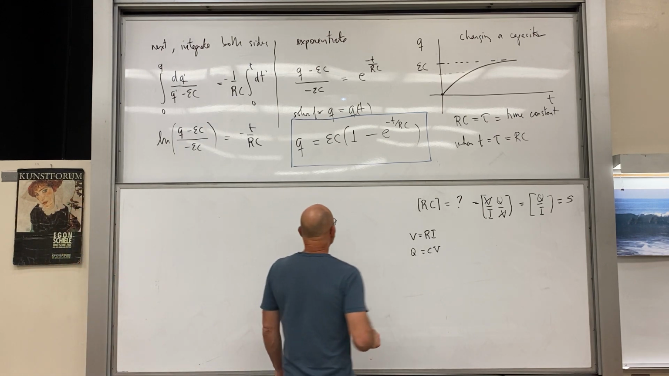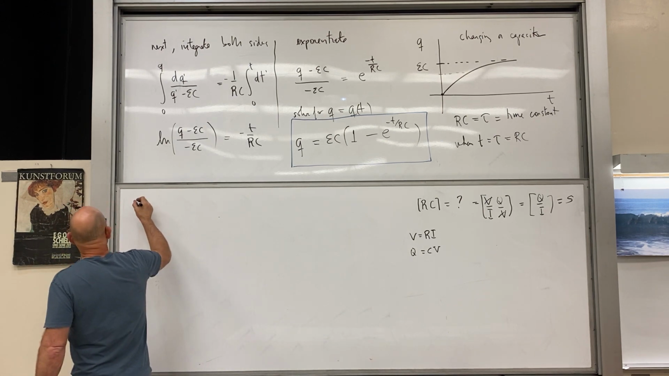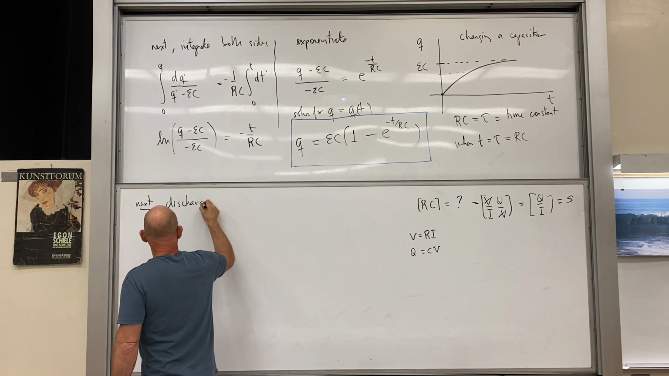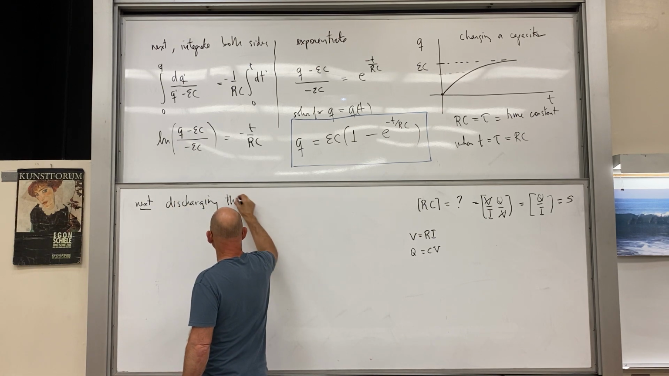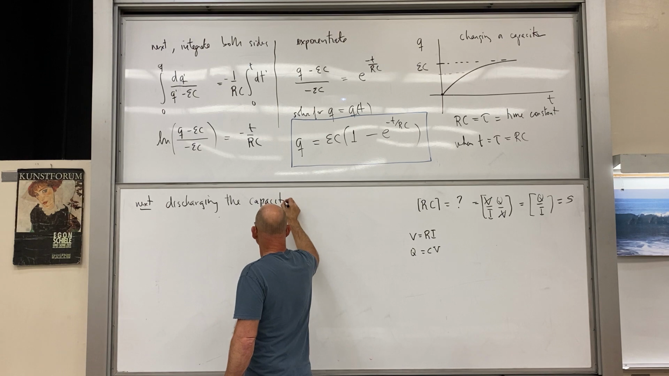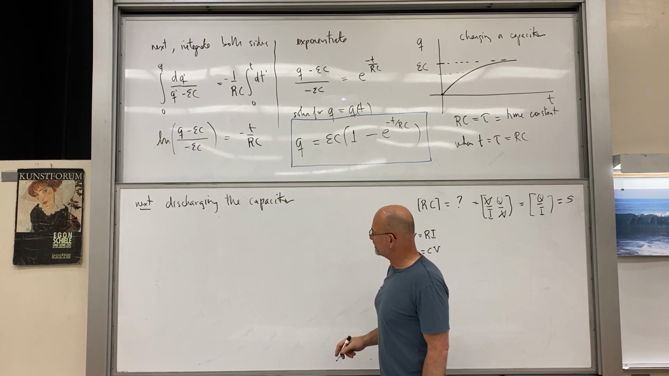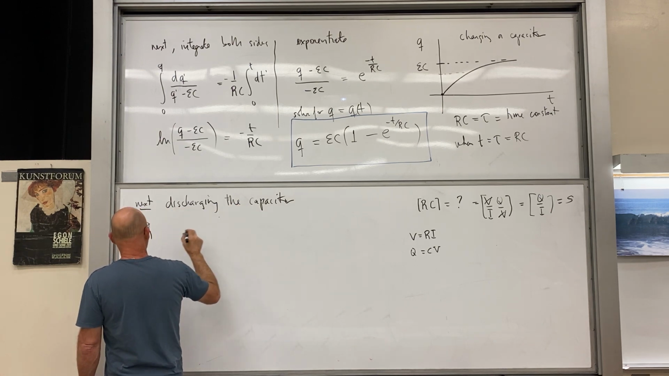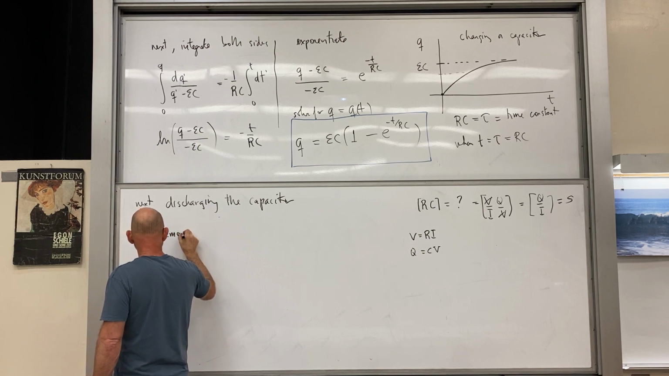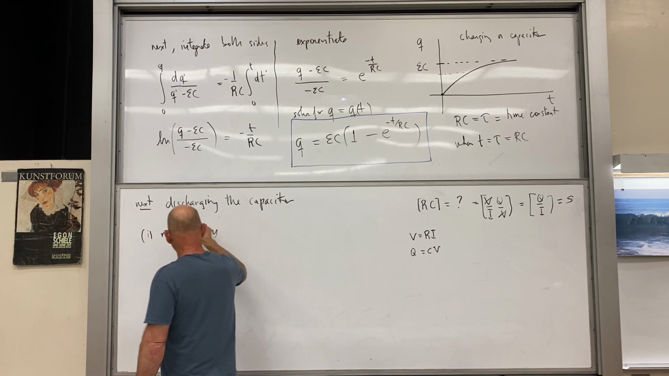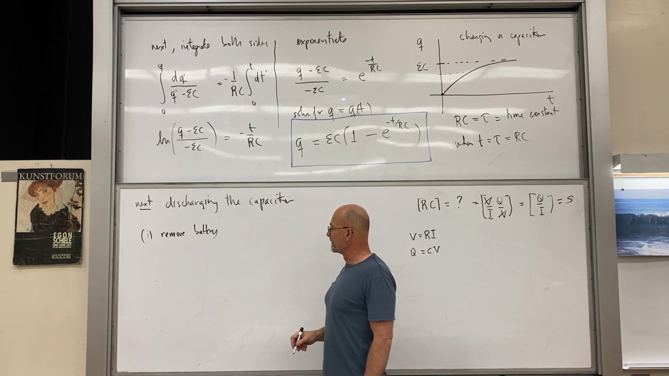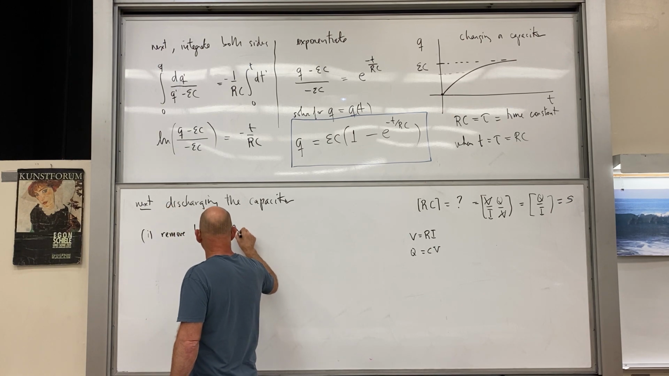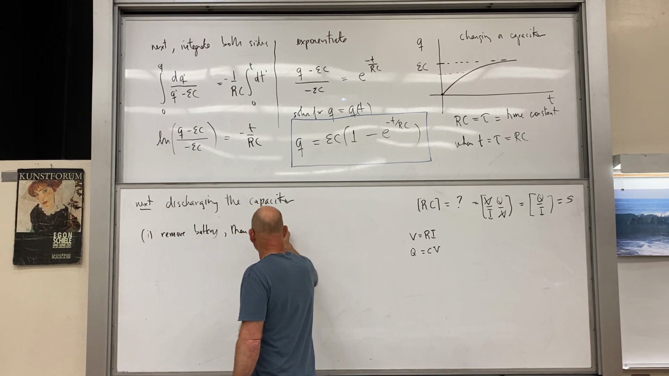Good, so there's the charging of the capacitor, and next we'll do the discharging of the charged capacitor. So we want to discharge the capacitor. And so, one, we can remove the battery. Then we have a charged capacitor. And then we complete the circuit.